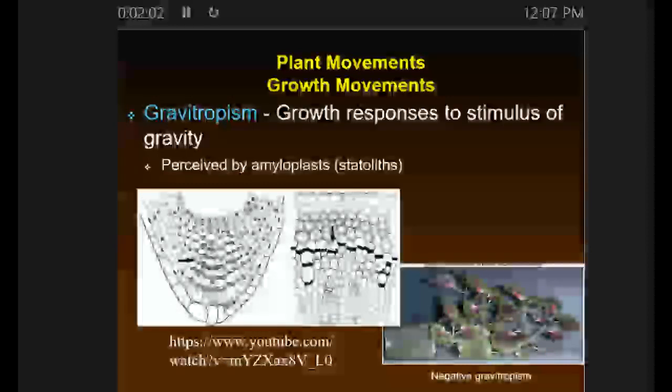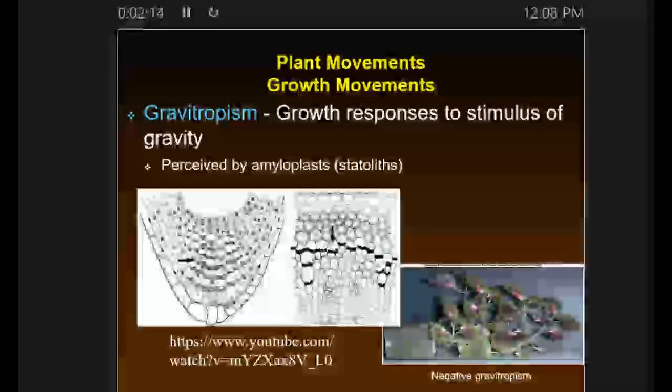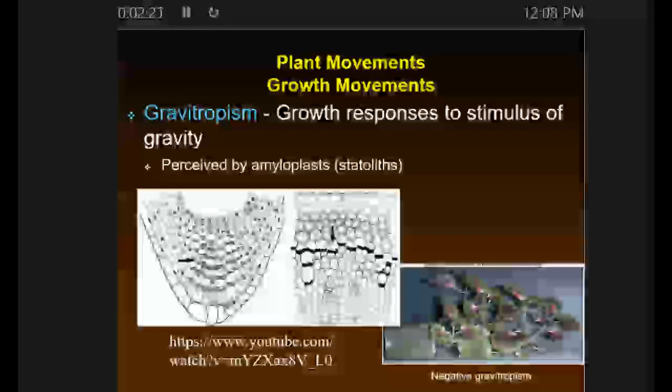So those so-called statoliths are just amyloplasts, and if the root is growing straight down, they are pressing down on the cell membrane at the bottom of each cell. And that pressure on that part of the cell membrane is giving the signal: gravity is that way, keep going that way, and growing straight down.